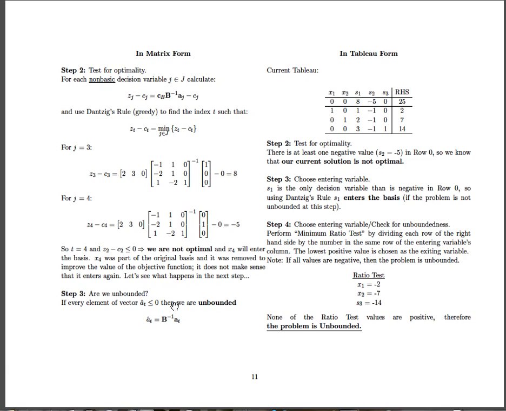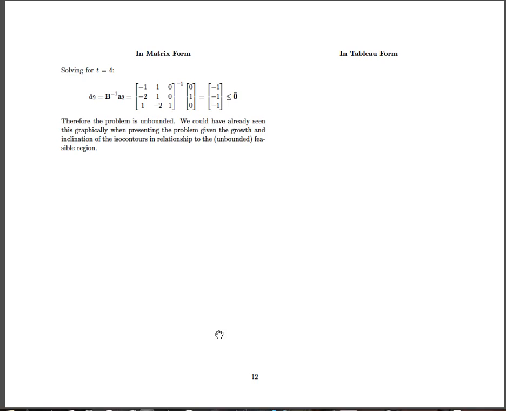So next, for the matrix, we need to test if we're unbounded by doing B inverse times a sub 4, which is our entering variable. When we do that, we get a vector of all -1s, which are all less than 0. So at this point, we know that our problem is actually unbounded, and we're not going to be able to have an optimal solution.